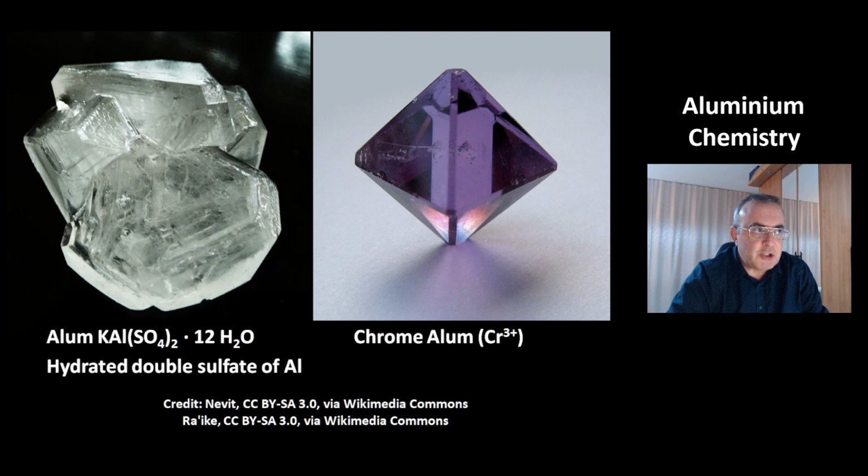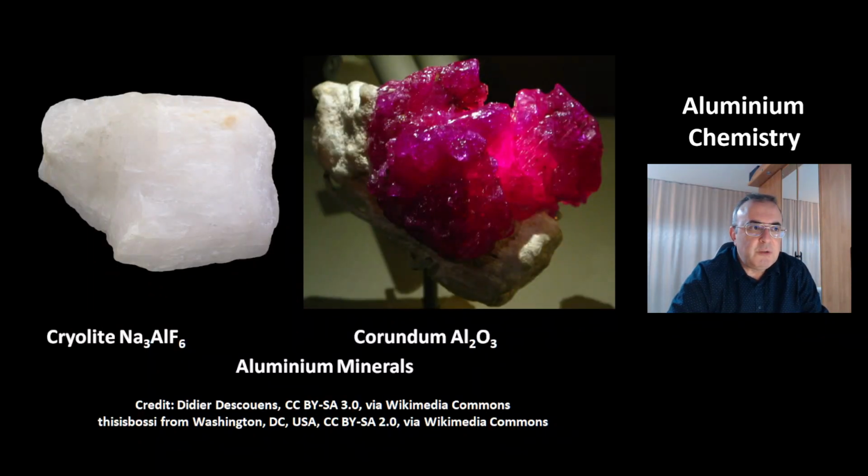These are pictures of the crystal alum, which is a hydrated double sulfate of aluminium, left. And at the right there's chrome alum, which contains chrome 3 ions, and these ions give this mineral its purple color. These are two more aluminium minerals. At the left cryolite, which is sodium hexafluoroaluminate, and at the right corundum, which is aluminium oxide, and again the color comes from another ion, typically it's chromium.